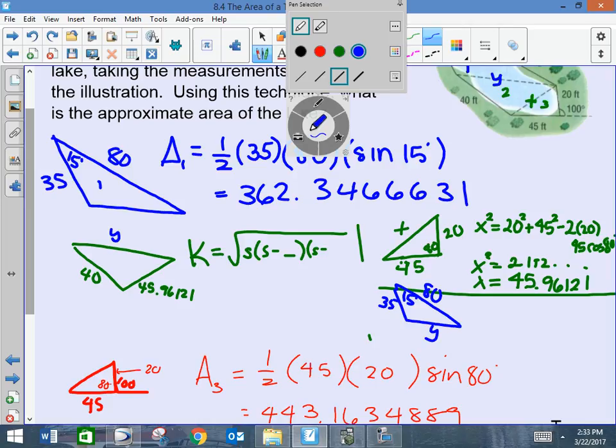Give me the law of cosines. Y squared equals 80 squared plus 35 squared minus 2 times 80 times 35 times cosine of 15. Now I know you're tempted not to write that down because you know where that came from. But if you get it wrong, I have to know where it comes from. So write it down. The rest, you don't have to write anything else down except the answer when you're done.